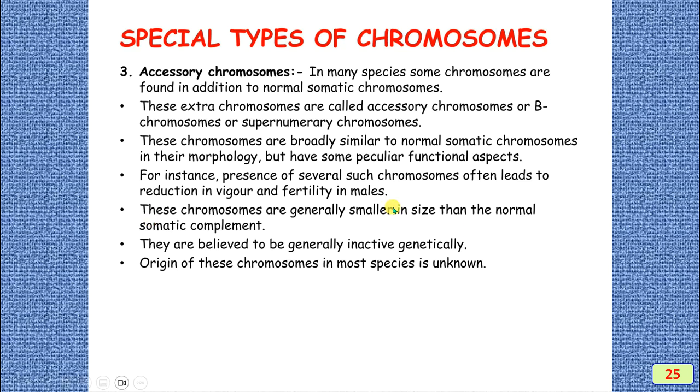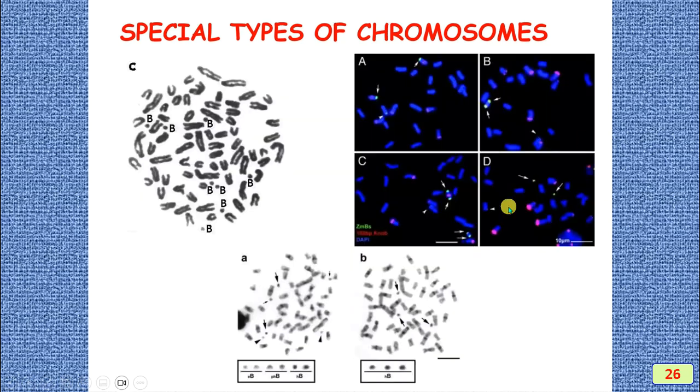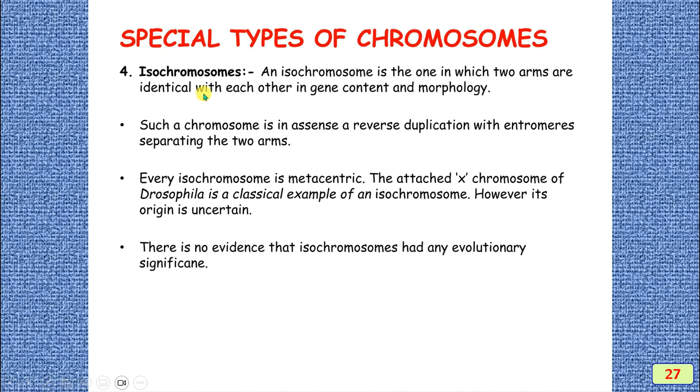And these chromosomes are also called special types of chromosomes. Then these are all special types of chromosomes in which they take a special staining. Another special type of chromosome is the isochromosome. An isochromosome is one in which the two arms are identical with each other in gene content and also morphology.